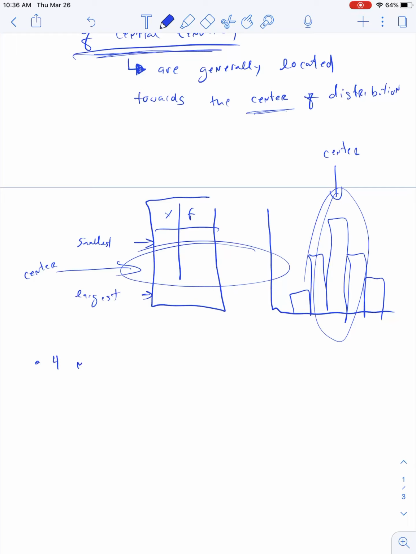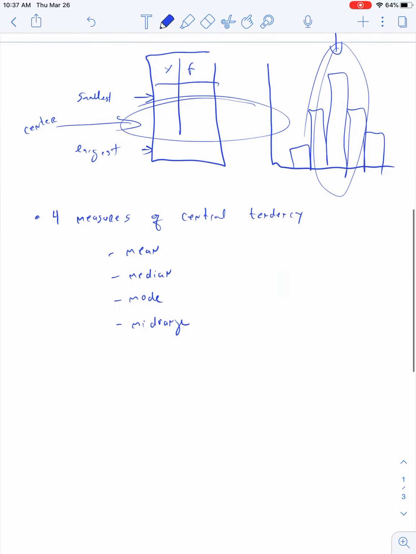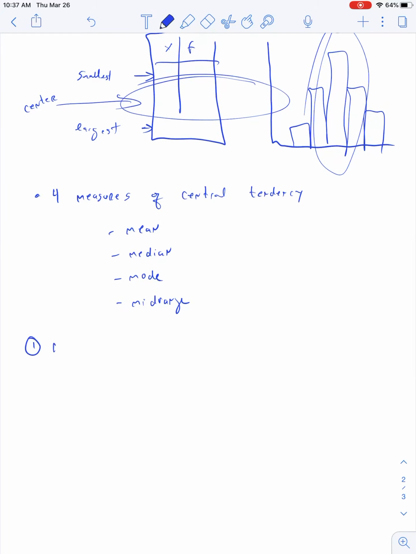So what are the measures of central tendency? We have 4 measures of central tendency: the mean, the median, the mode, and the mid-range. And we'll start off by talking about the mean.